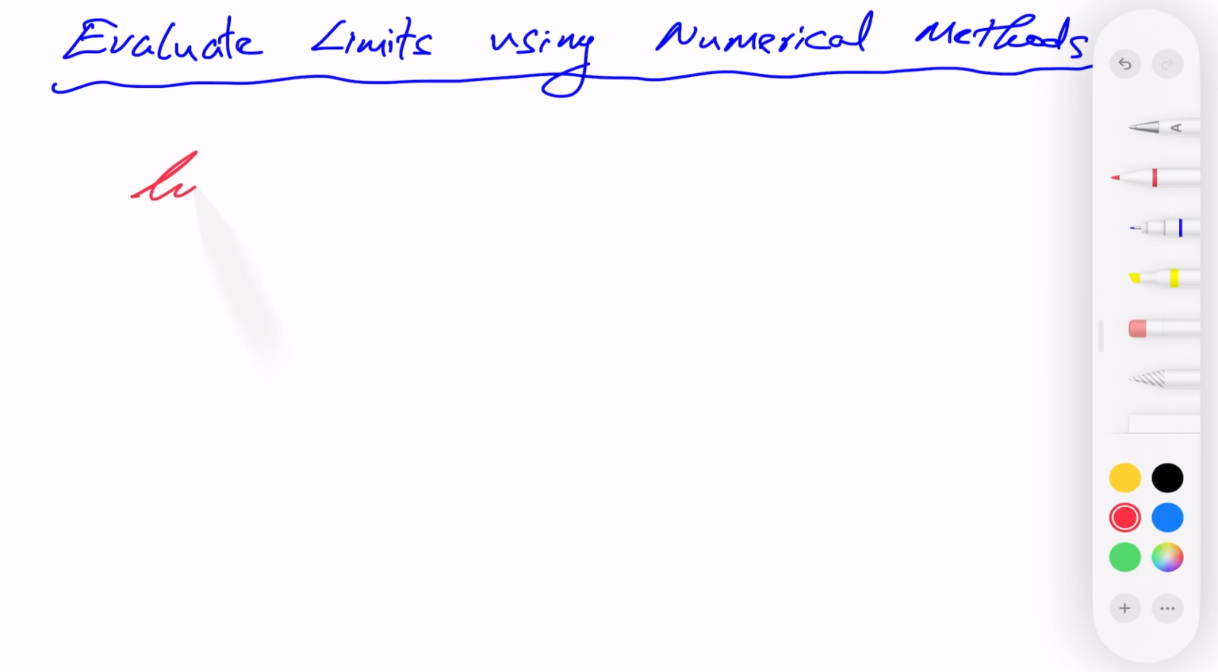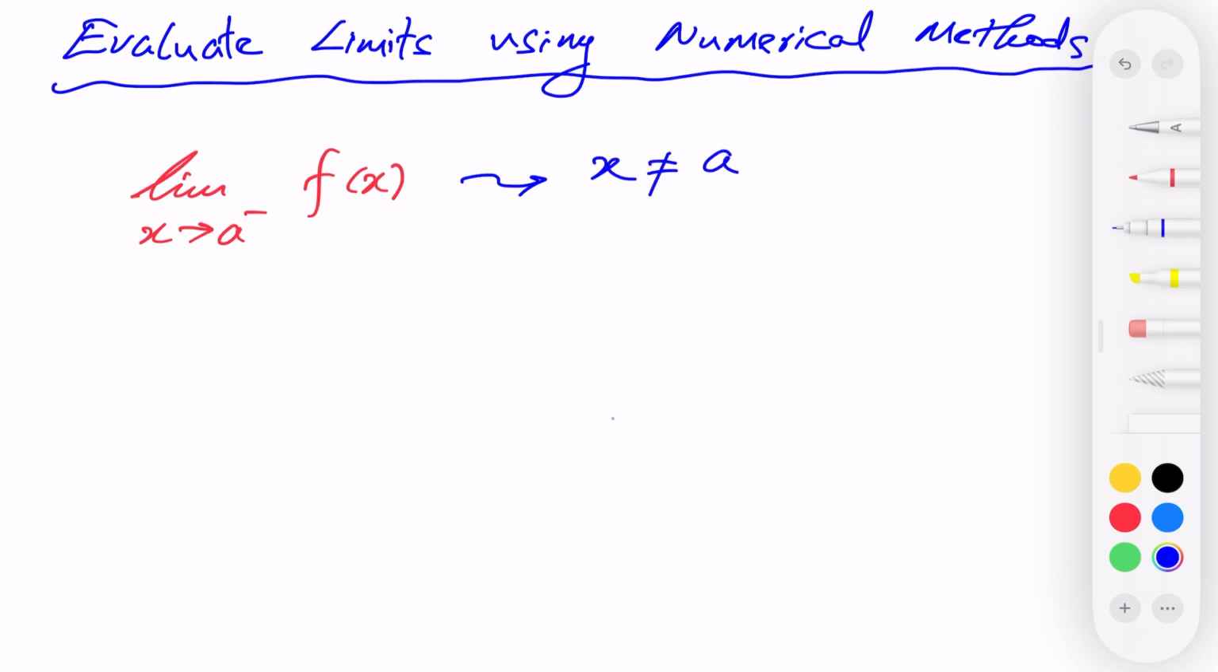If I have to evaluate the limit as x approaches a, let's say from the left-hand side, of f of x, what's the meaning of this? Well, we can see it in three possible ways. First, x is not equal to a, but x is very, very close to a. And thirdly, since this is a left-sided limit, we say x is less than a.